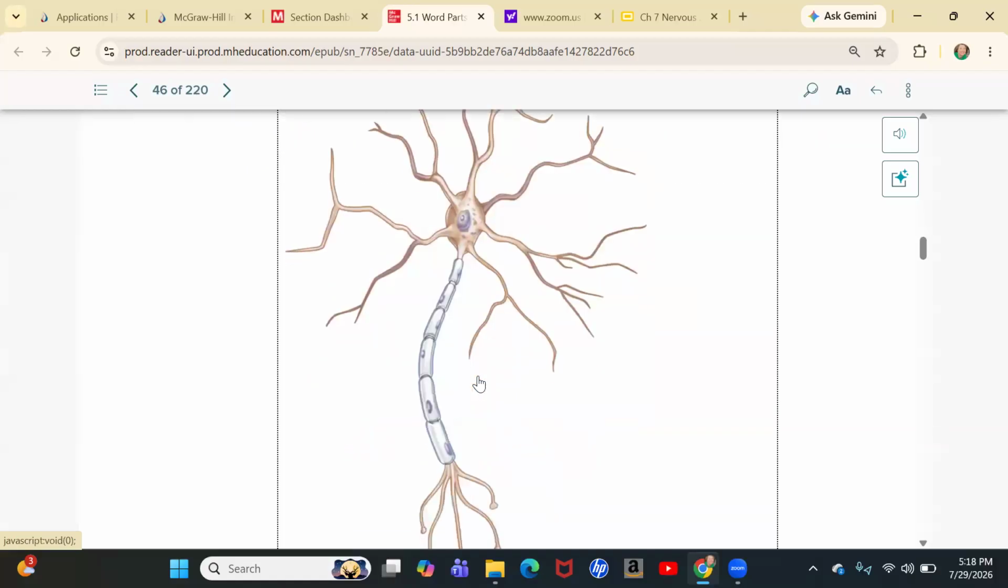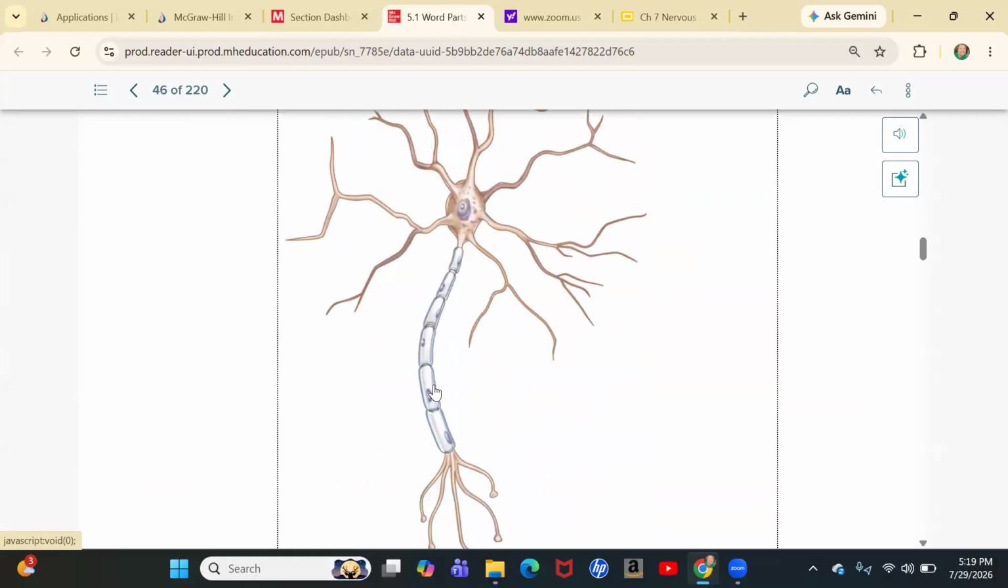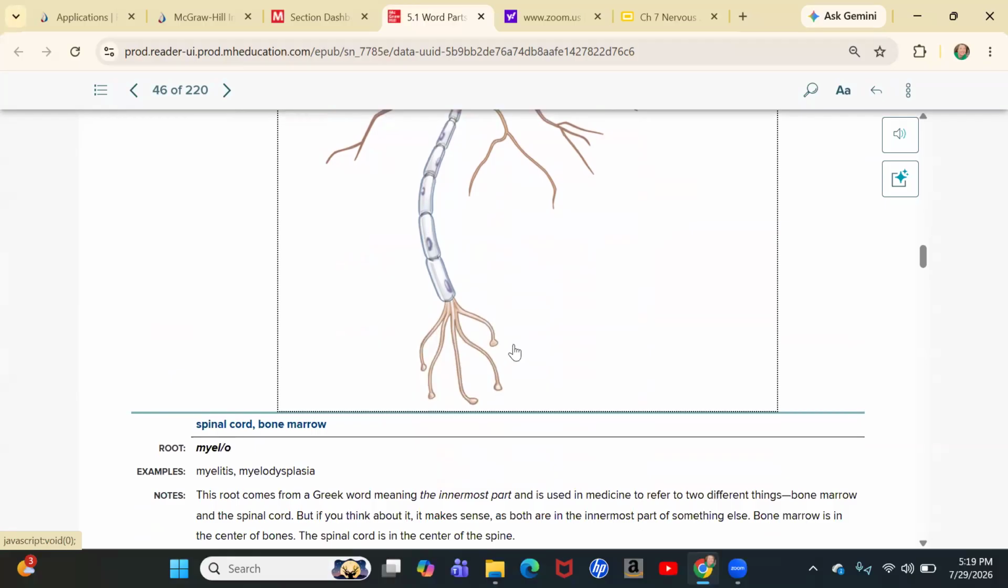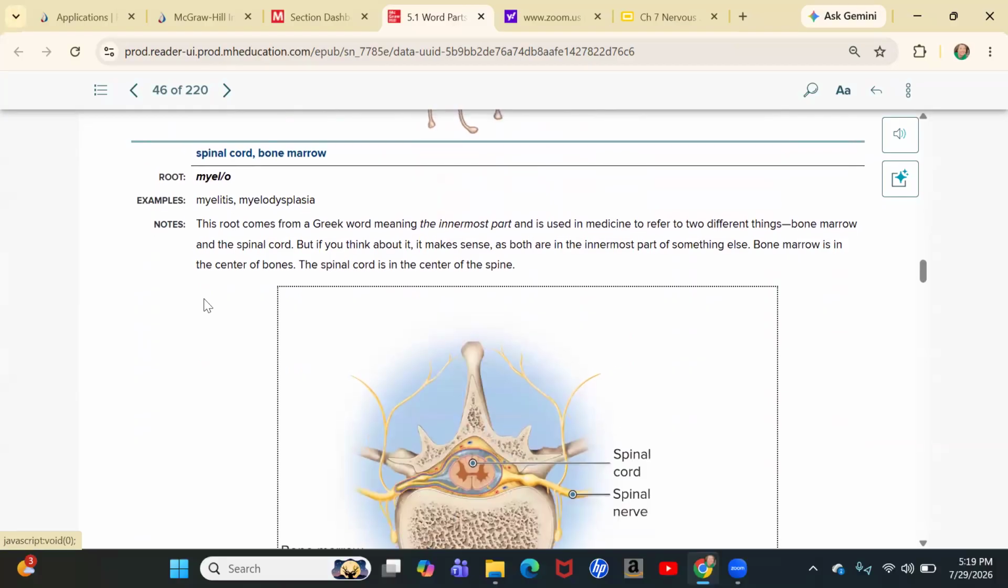This one right here is an actual neuron. So you see the dendrites here, part of the neuron that's going to accept that nerve impulse, the cell body, the axon with the myelin sheath coating here, and then your terminal end fibers that make up a particular neuron.